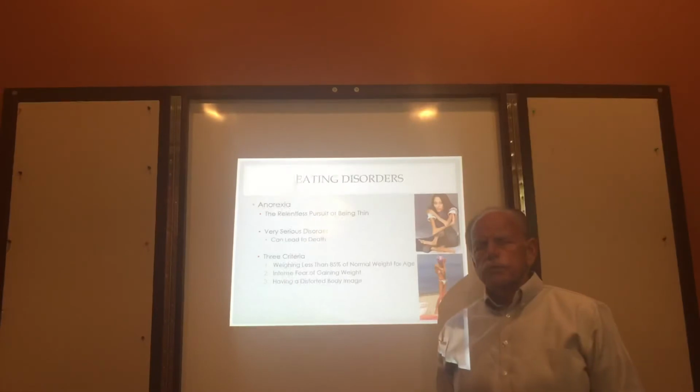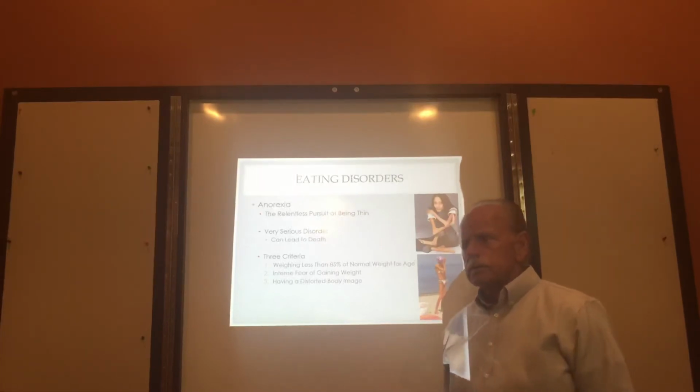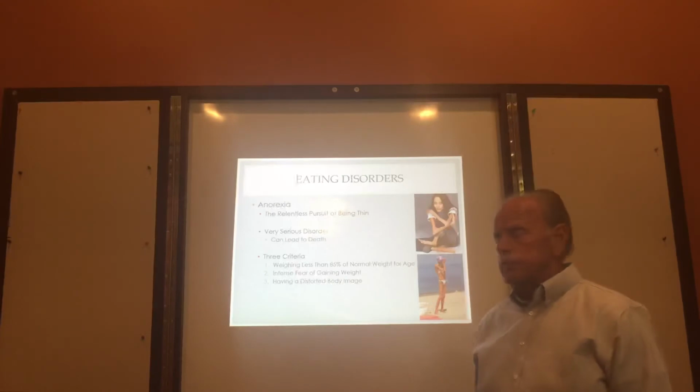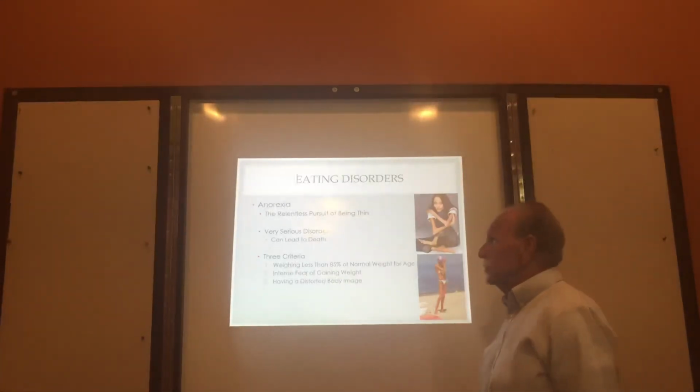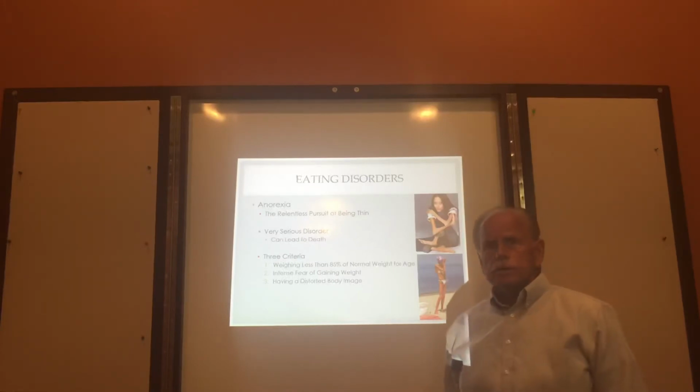The last part of this chapter is covering eating disorders. Eating disorders are going to be listed as 3 different types. The first one is the most severe and the most serious, and that's called anorexia. Anorexia nervosa is the technical name for it.